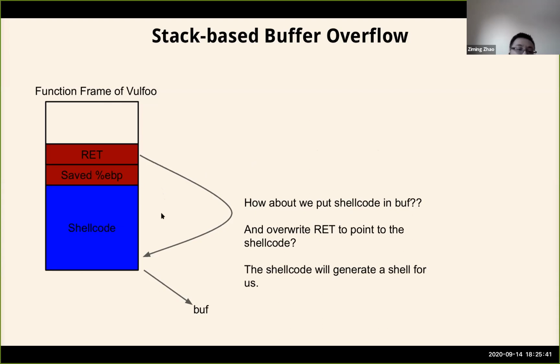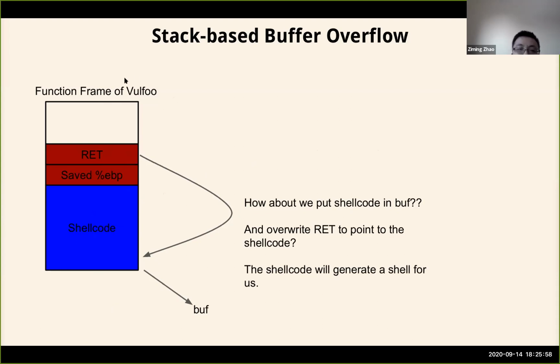So what we do is, this is the part we can overwrite. So we put shellcode here. There will be code. Then we first overwrite this, so we get the shellcode here. Then we overwrite the return address to make it point to our shellcode.